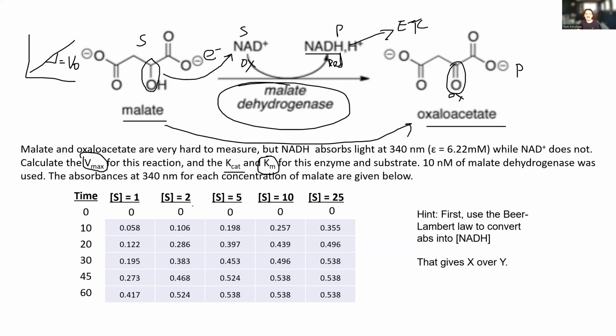Anyway, the point is that NADH absorbs light at 340 nanometers. So we can use the Beer-Lambert law, which is absorbance is equal to the molar extinction coefficient times the concentration times the path length, which is just the idea that if we have a vessel which has got some liquid in it that absorbs light, we shine some light through it, some of that light will be absorbed by the compound.